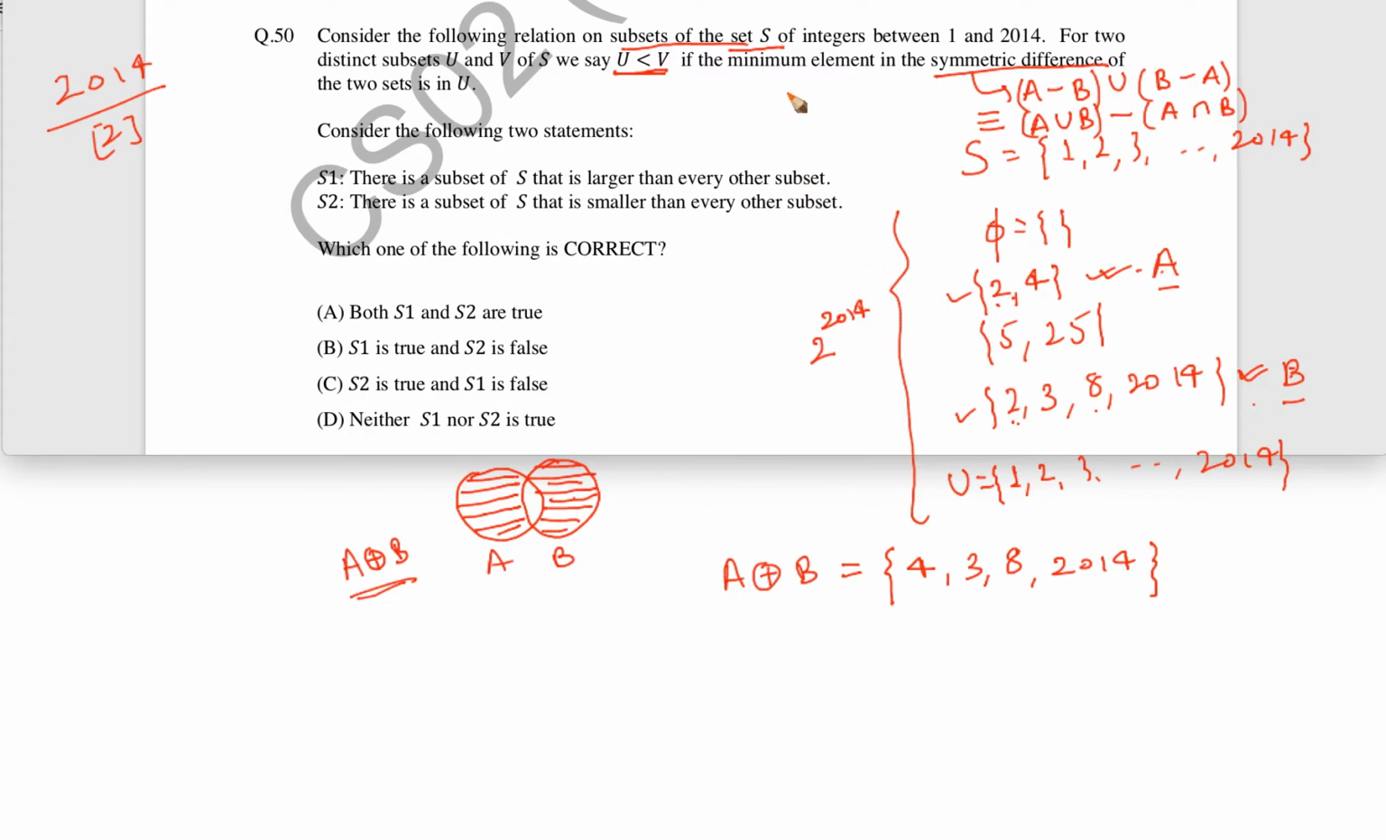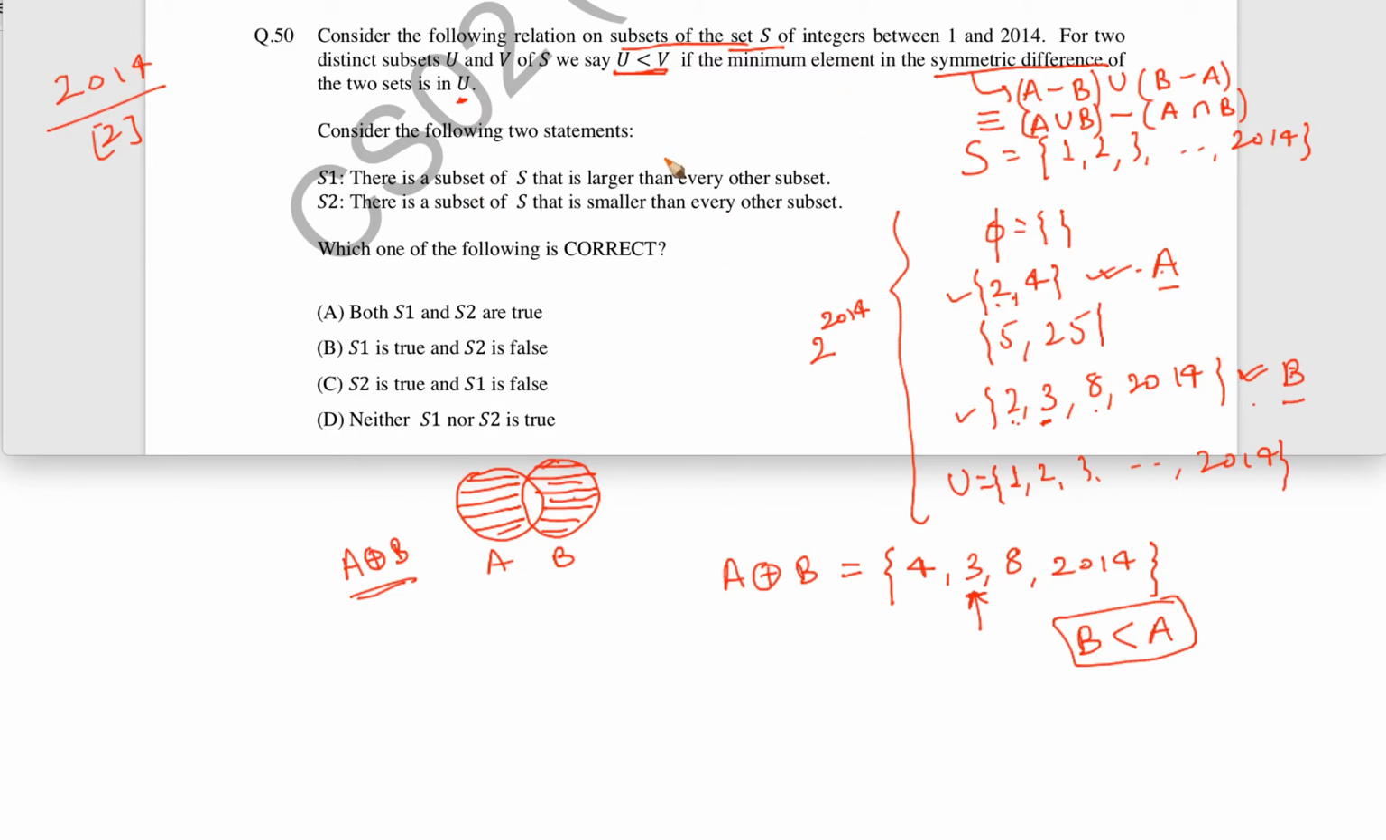Now after that, they are saying the minimum element in the symmetric difference. What is the minimum element in this symmetric difference? That is 3. So if the minimum element in the symmetric difference of two sets is in U, then U is smaller than V. In this case, the minimum element in the symmetric difference is in B. So we can say that B is smaller than A. Now we have understood how two sets are compared, and how we can say that A is greater than B or B is greater than A.